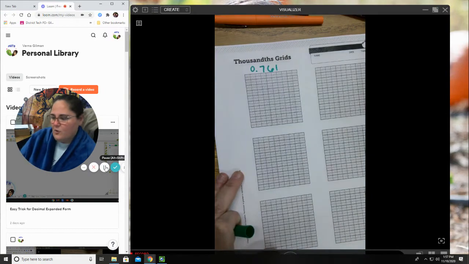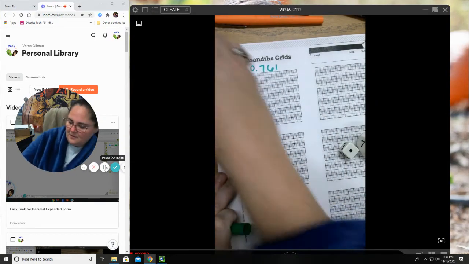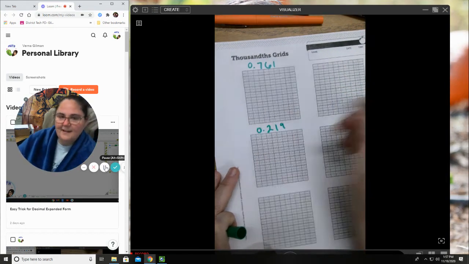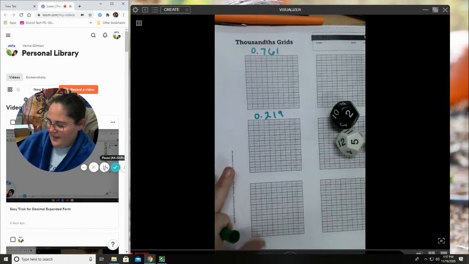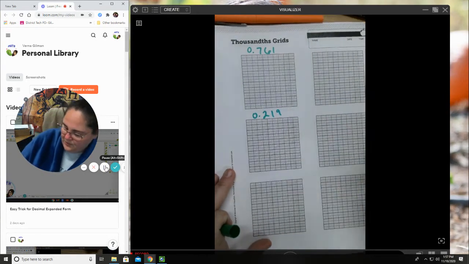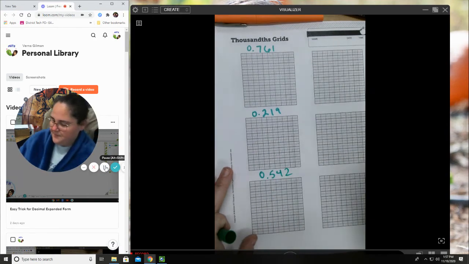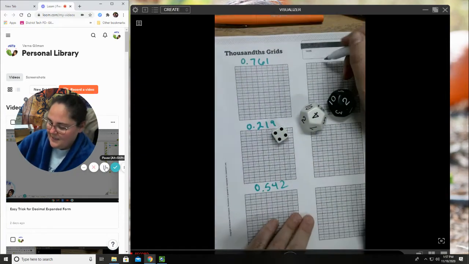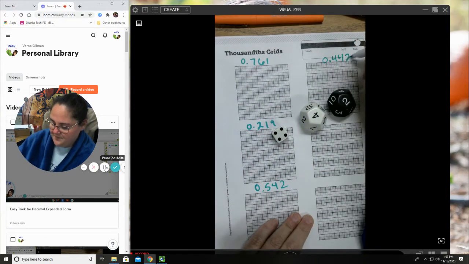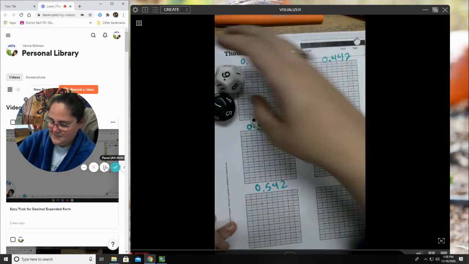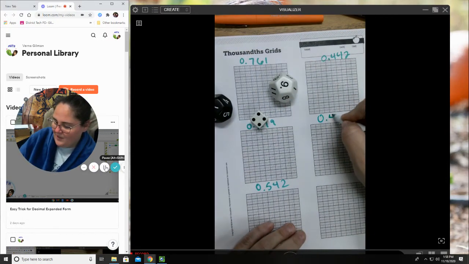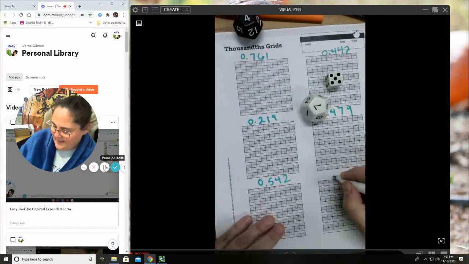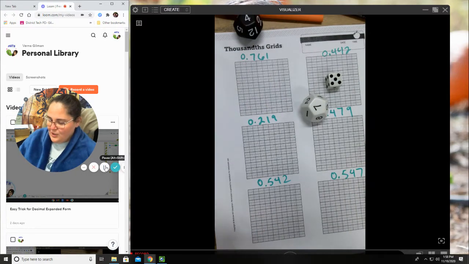So 0.761. Let's roll another one. 2, 1, 9. So 0.219. All right, let's do another one. 0.542. I'm going to do 6. I think it's a lot of fun, so we're going to do 6. Ooh, 0.442. Ooh, 0.479. And 0.547. Those are the ones we're going to do.